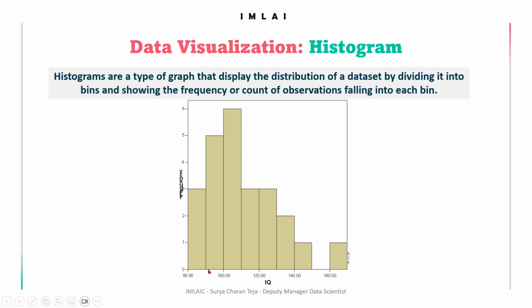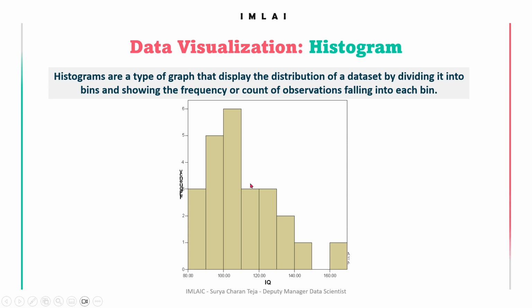80 to 90 is one bin on the x-axis. 90 to 100 is the second bin, 100 to 110 is the third bin, and 110 to 120 is the fourth bin. Here you can see that the number of students falling into the 80 to 90 bracket is 3, in the 90 to 100 bracket it's 5, and in the 100 to 110 bracket it's 6.